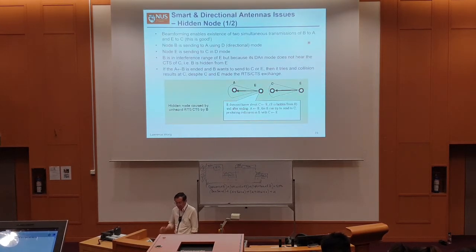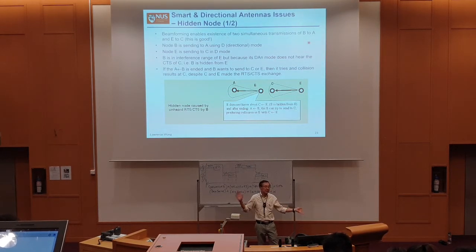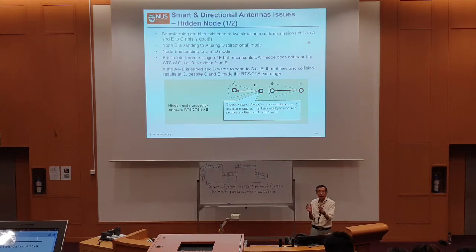Okay, here's an example of the hidden node. Okay. So the good thing about beamforming is that if you beamform, then you can have multiple transmissions going on in the same neighborhood because you are only looking or hearing in a certain direction. Okay?